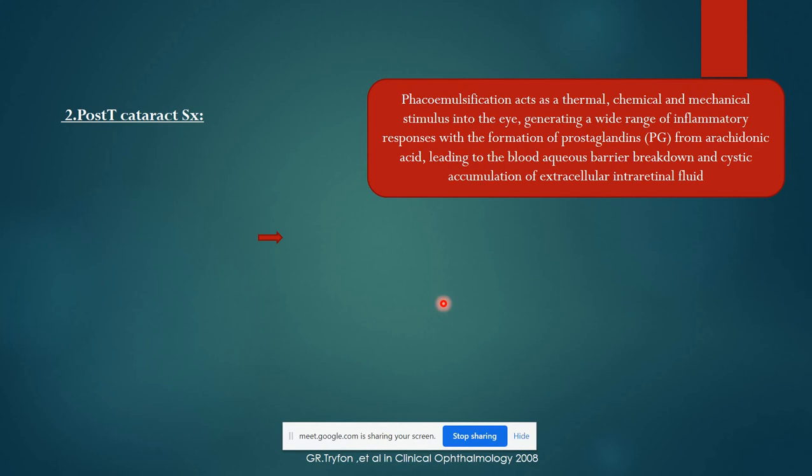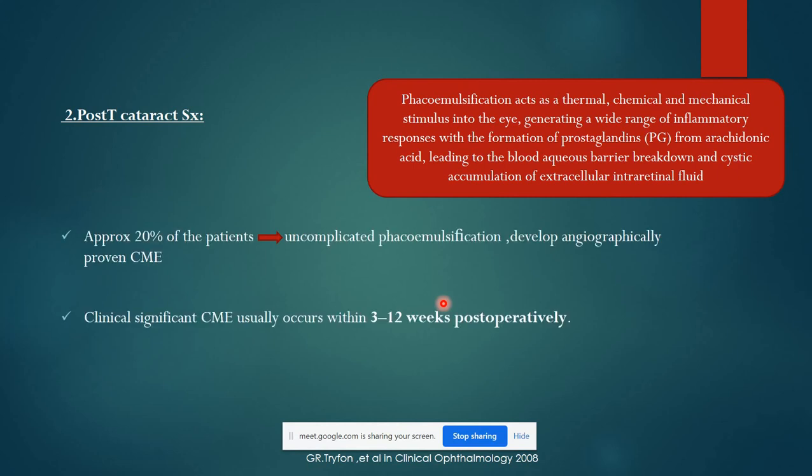Okay, so it actually forms prostaglandin analogs, and that is the main cause leading to the blood aqueous barrier breakdown, and then once there is a blood aqueous barrier breakdown, there is a cystic accumulation, and then there is extracellular intraretinal fluid which influxes into the retina. Okay, so approximately 20% of patients, though they don't have any other complications with respect to surgery, develop a CME.